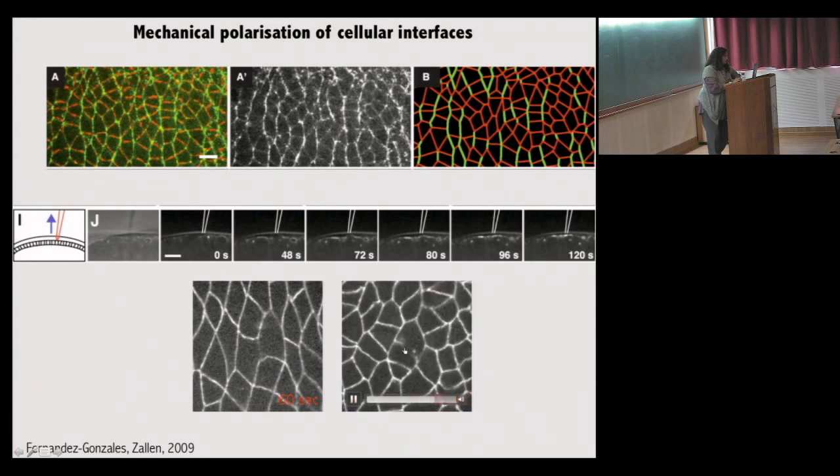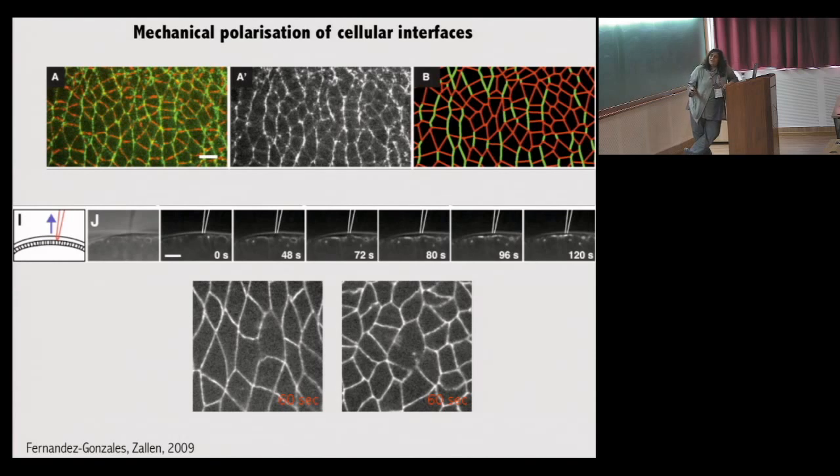And now here, this is an AP-oriented interface, which was cut. And you can look at how quickly, or what the velocity of their recoil is immediately after the cut, and get an inference of the tension. And such experiments have revealed that the tensions at the two interfaces are different.